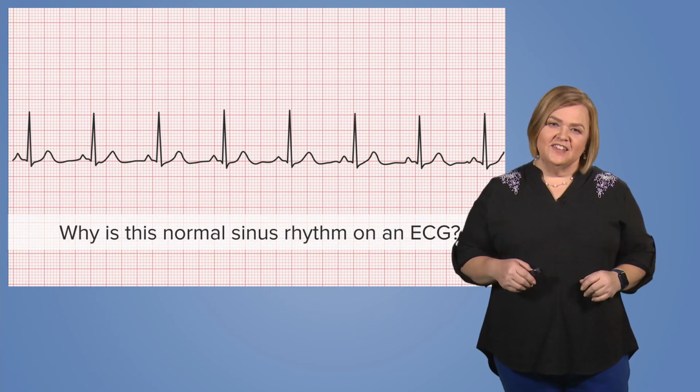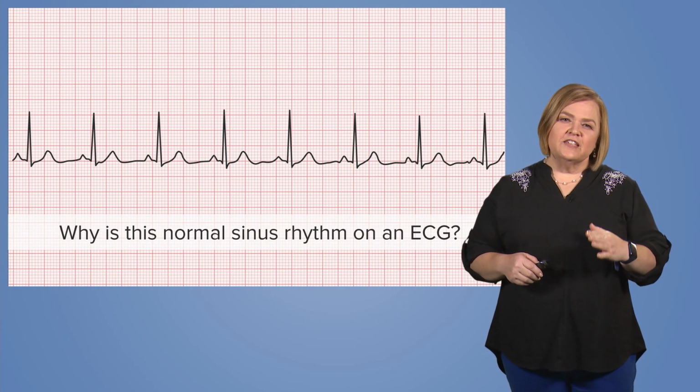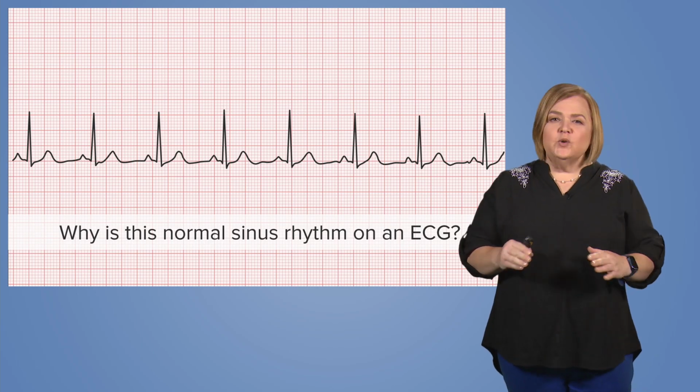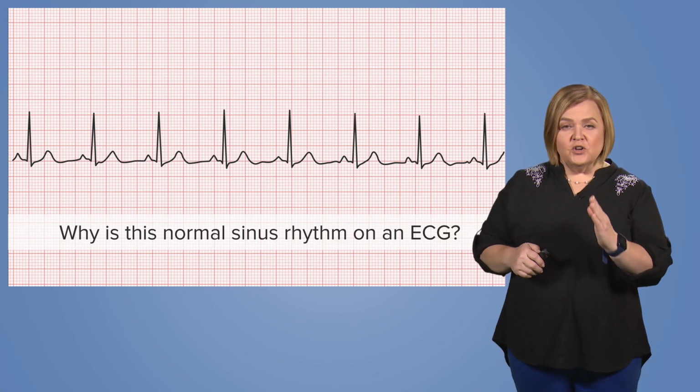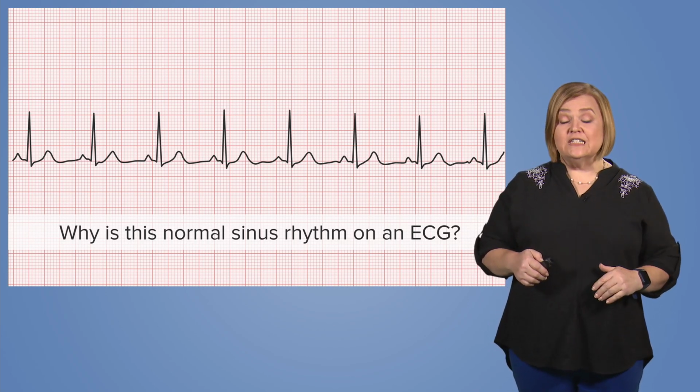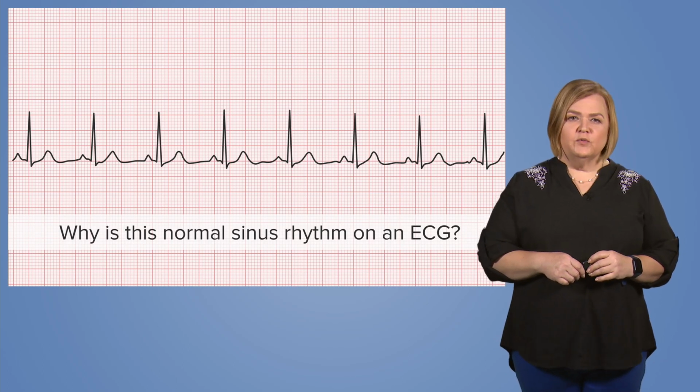Now, here it is, the ECG that's normal sinus rhythm. That is the most important place to start when you're talking about any dysrhythmia. You want to know what normal is so then you can differentiate between what is abnormal.